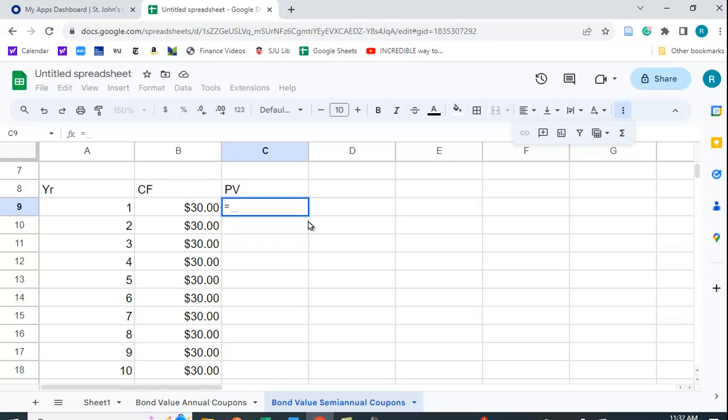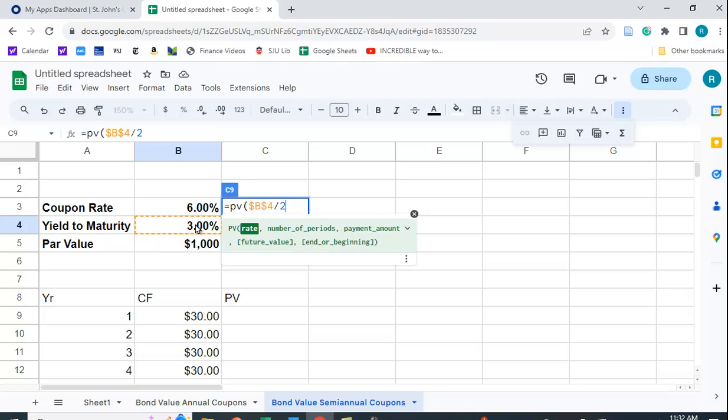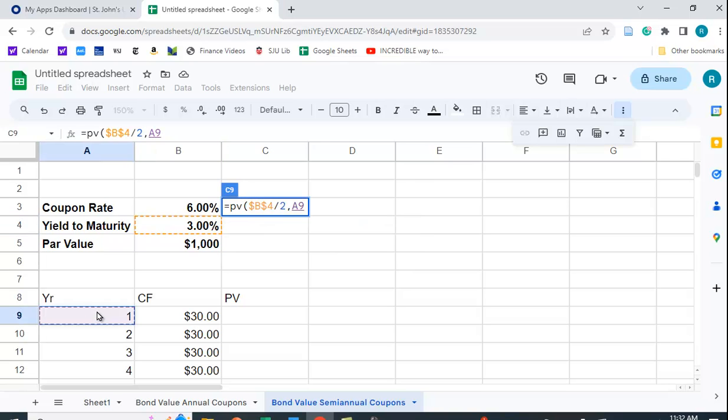Here I'm going to do each individual cash flow. So I'm going to say equals PV, the rate. Again, yield to maturity is the rate. Lock the cell. Oh, wait a minute. What do we want to do? If you're going to get interest every 6 months, this is an annual rate. We have to divide that by 2. And the number of periods is going to be equal to this. We've already doubled that, so we have the number of periods. That's no problem.